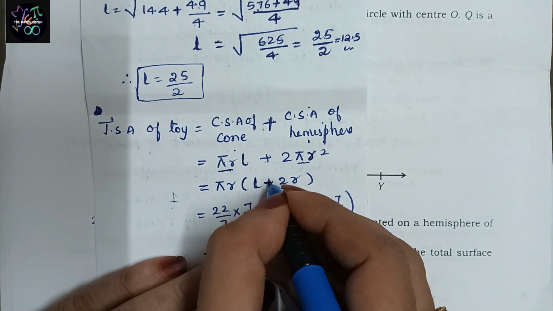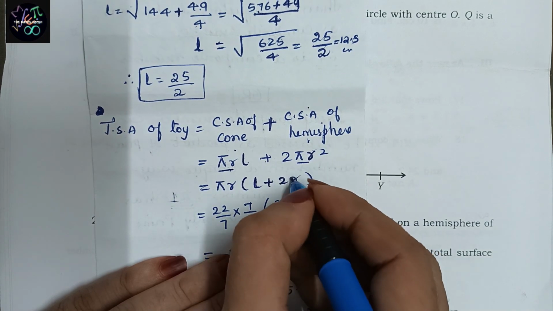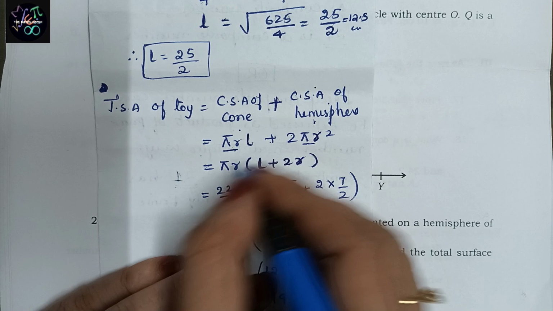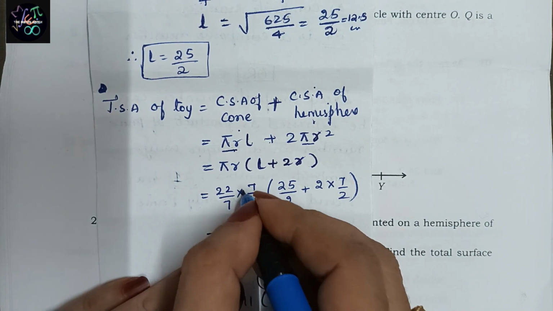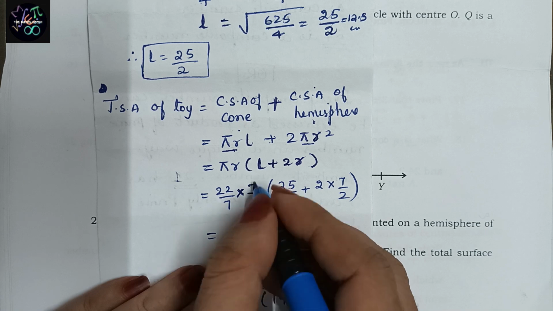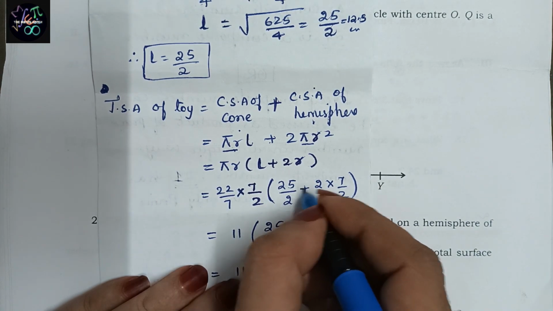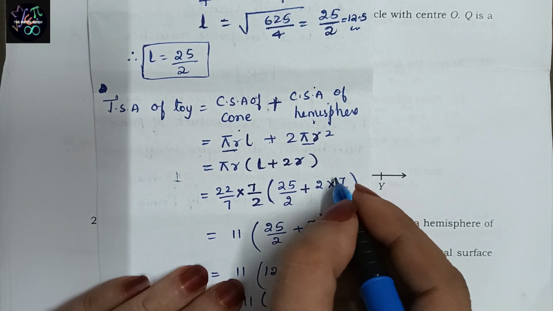L as it is, plus 2 also as it is, because pi and r is common, 1 r will be remaining. Okay. Then pi value is 22 by 7, into r value I have taken as 7 by 2. Why I didn't take decimal? Because if we take fraction we can cancel easily. L value is 25 by 2, 2 as it is, r value is 7 by 2.